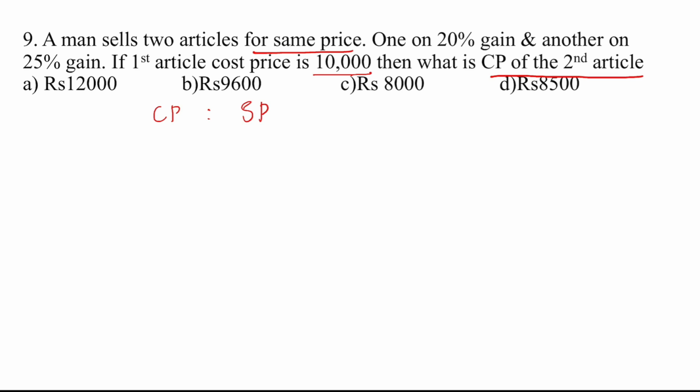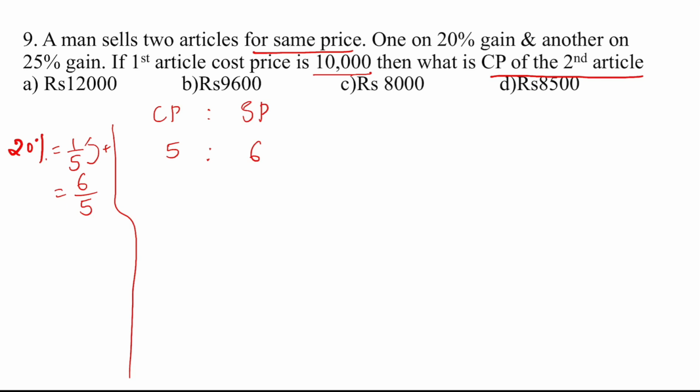Now the first article he is having 20% gain. So 20% means what? 1 by 5, means in 5 parts 1 part profit. So 5 plus 1 is 6, so 6 by 5. So if 6 is the selling price, 5 is the cost price. Then the second article, he is gaining 25%. So 25% is nothing but 1 by 4. In 4 parts, 1 part profit. So 4 plus 1 is 5 by 4. So if 4 is the cost price, 5 is the selling price.